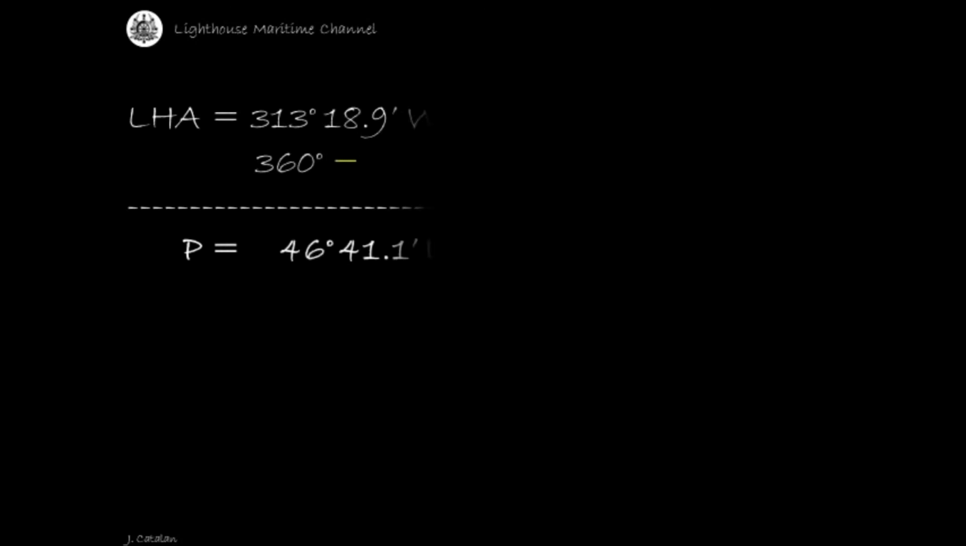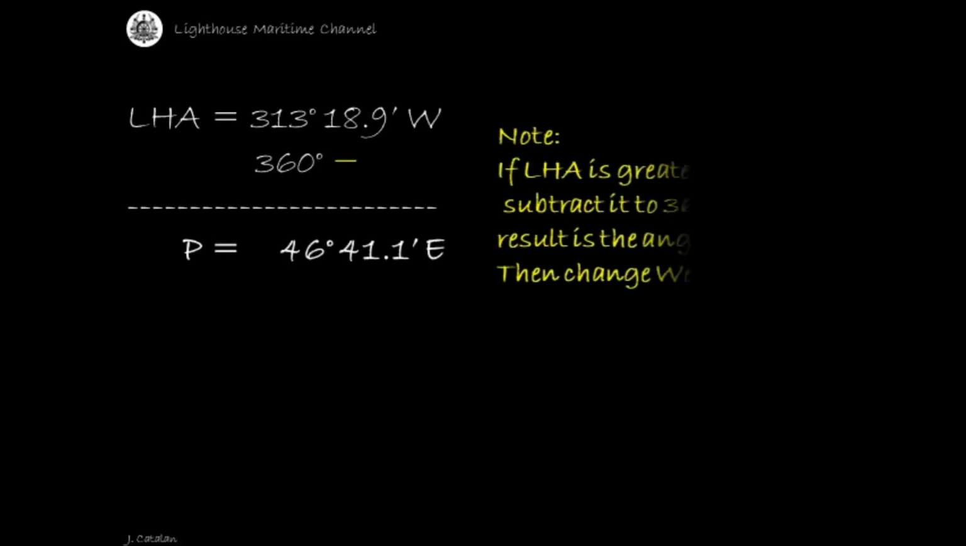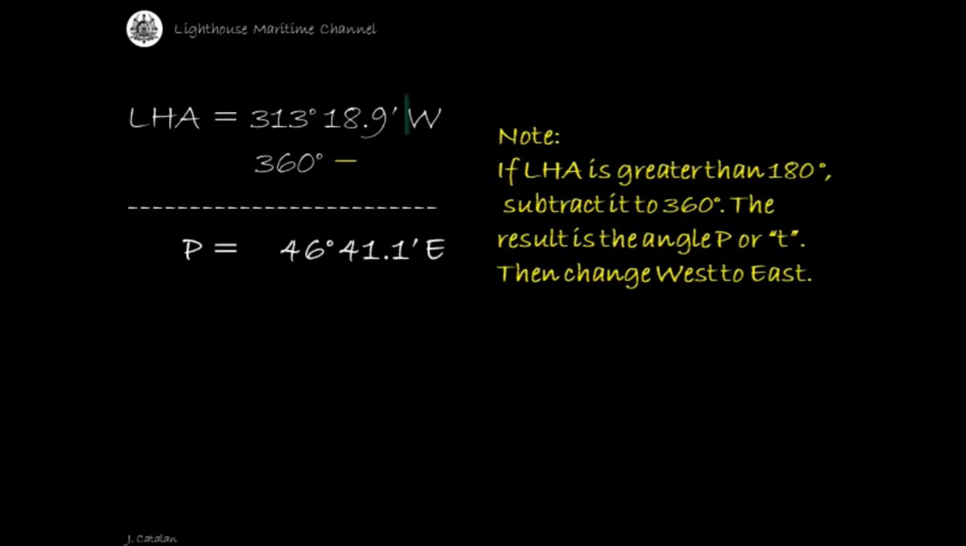LHA, which is equal to 313 degrees 18.9 minutes west. Subtract it from 360 degrees. The result is the angle P, which is equal to 46 degrees 41.1 minutes east. Note: if LHA is greater than 180 degrees, subtract it from 360 degrees. The result is the angle P, or the meridian angle, then change west to east.